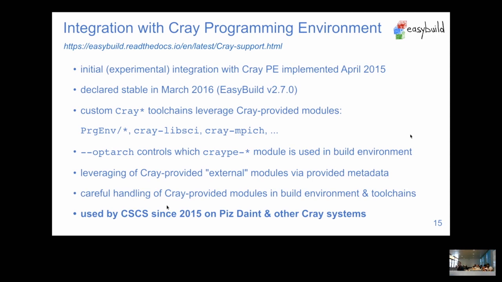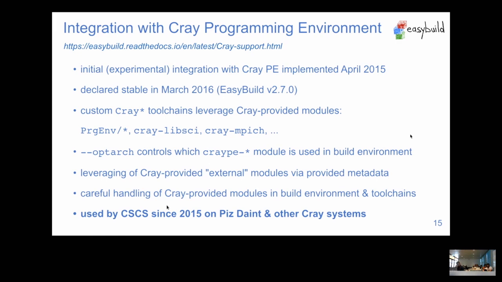Basically one Cray toolchain for each of the programming environments provided by Cray. So we have a Cray GCC or Cray GNU, I think it is, a Cray Intel, a Cray PGI, and a Cray CCE for the Cray compilers. And underneath, this will basically take one of the programming environments and combine it with the Cray libsci and the Cray impage modules to define an EasyBuild toolchain. Together with this, we also have the opt-arch configuration option, which will tell EasyBuild which of the Cray PE modules to load. You can specify for which architecture the software is being compiled.